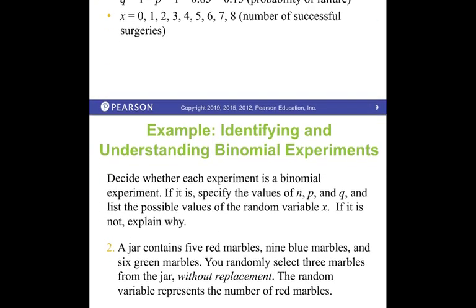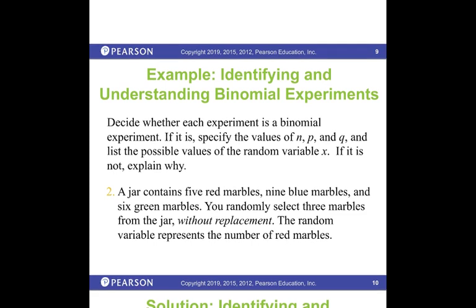Okay, let's give this one a go. Again, we're asked to decide whether this experiment is a binomial experiment. If it is, identify the values of N, P, and Q and list the possible values of the random variable X. If it's not, explain why. A jar contains 5 red marbles, 9 blue marbles, and 6 green marbles. We randomly select 3 marbles from the jar without replacement. The random variable represents the number of red marbles.